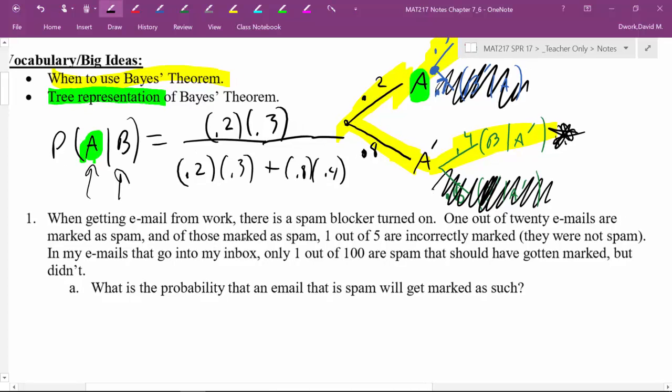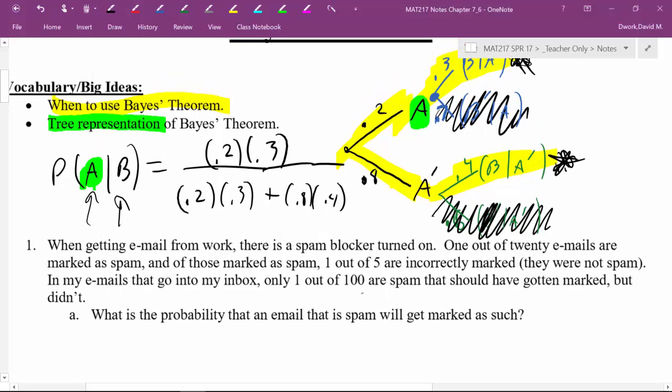Okay, when getting email from work, there's a spam blocker turned on. We have Gmail, and so there's a spam blocker. 1 out of 20 emails are marked as spam. Of those marked as spam, 1 out of 5 are incorrectly marked, meaning they weren't spam, but they got marked as spam. In my emails that actually get to my inbox, only 1 out of 100 are spam that should have gotten marked. So 1 out of 100 will get through. So I'll have 99 good ones and 1 bad one, if that makes sense. What is the probability that an email that is spam will get marked as such?